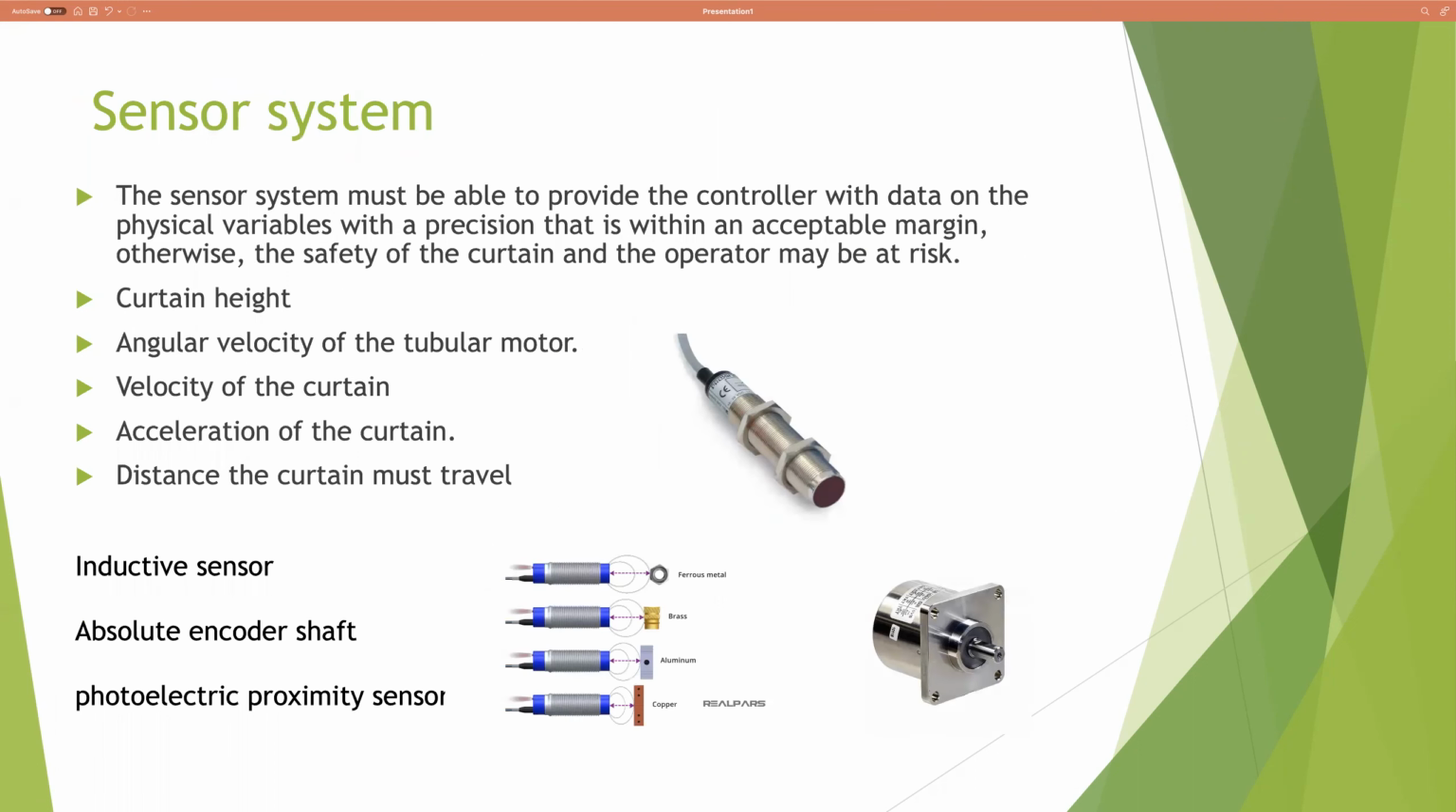So the sensor system. Basically, a sensor system must be able to provide the controller with data on the physical variables. That's what every sensor system should be able to do. But our sensor system should be able to tell us current height, angular velocity, velocity of the curtain, acceleration of the curtain, and distance the curtain must travel. To do this, we decided on 3 main sensors: an inductive sensor, an absolute encoder shaft, and a photoelectric proximity sensor. All 3 of these sensors are pretty inexpensive.